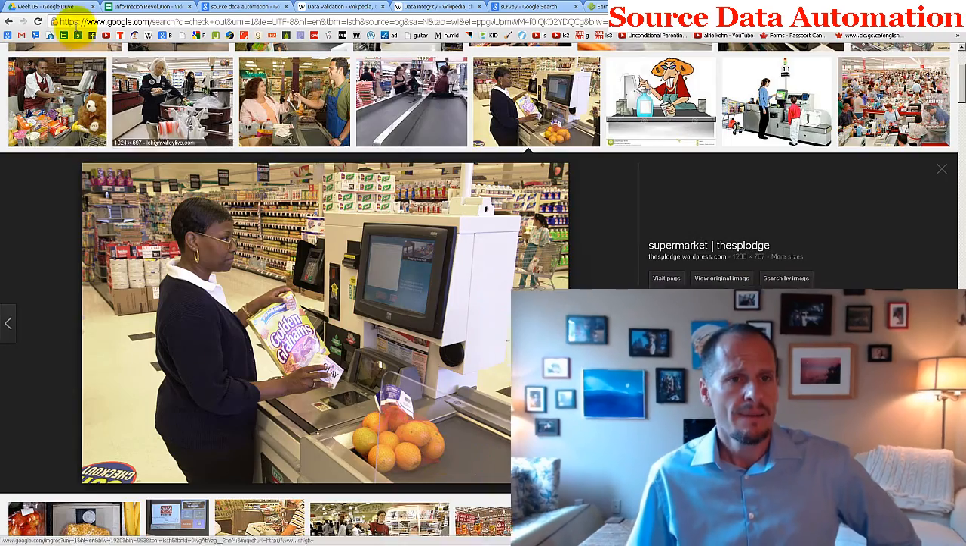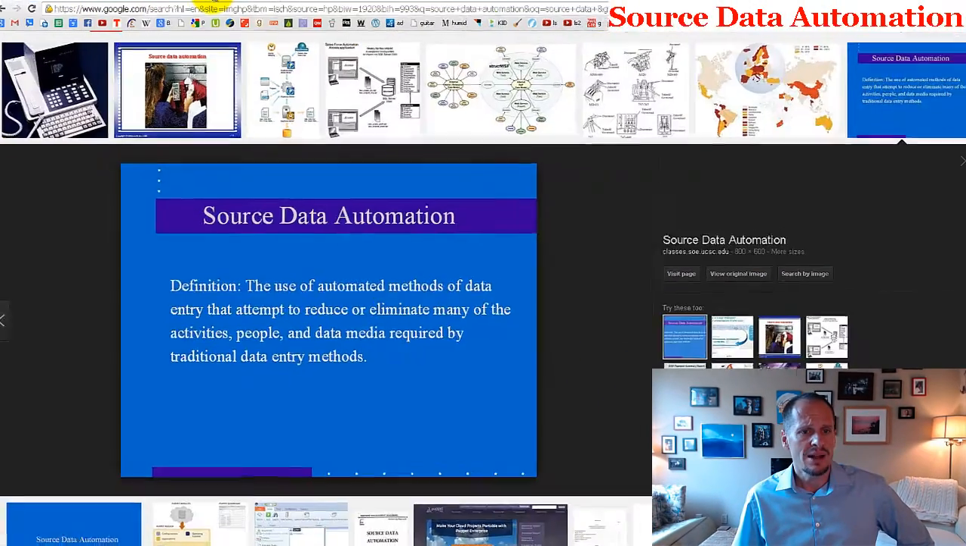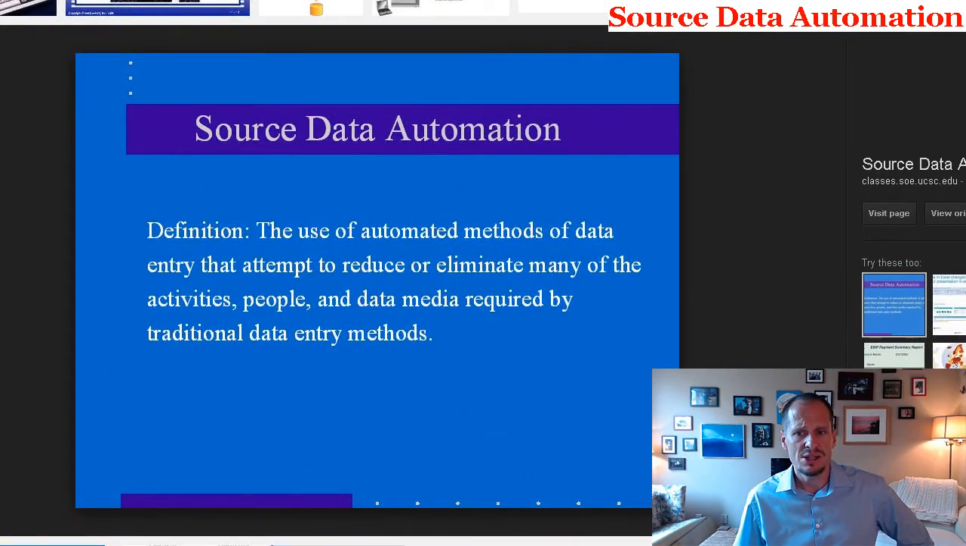So we're looking at source data automation, and here's a definition from UCSC. That's a really good source in and of itself, University of California, Southern California. But here is how they define source data automation, and it's a fantastic definition.